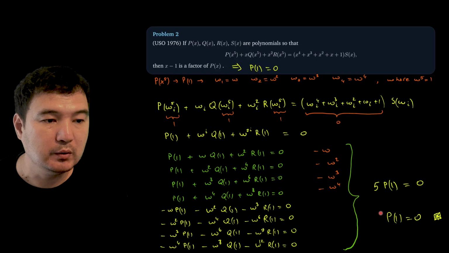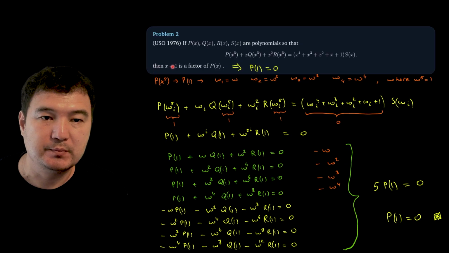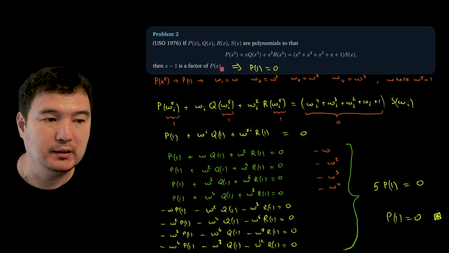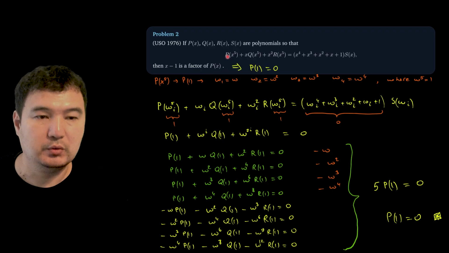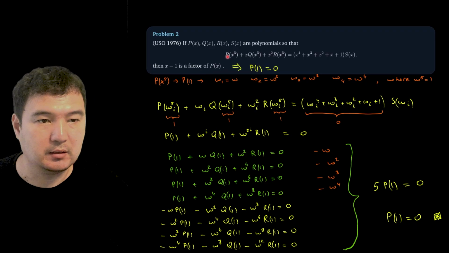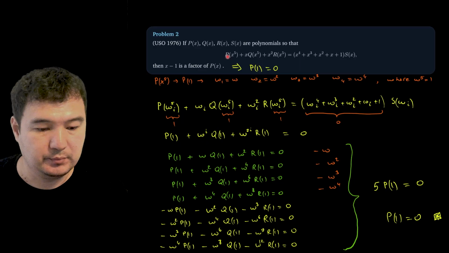When we know that P1 is equal to 0, x minus 1 is a factor of P(x), and that's a root of the polynomial. So that concludes the proof.